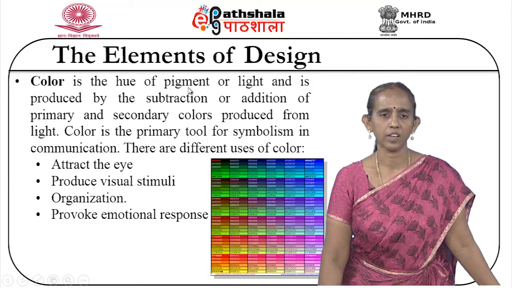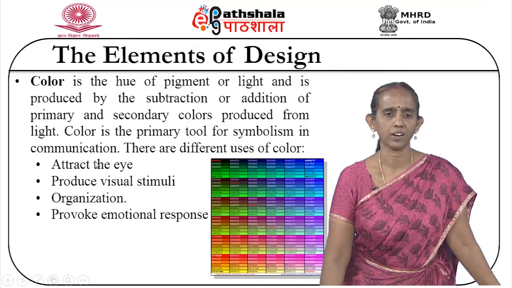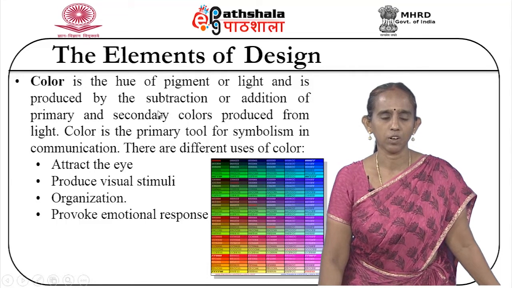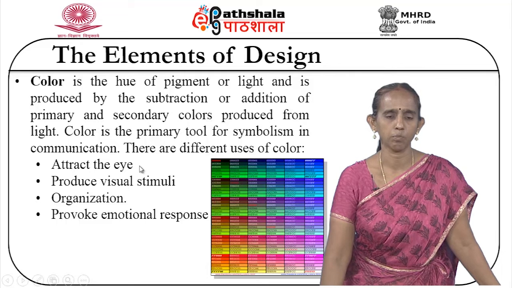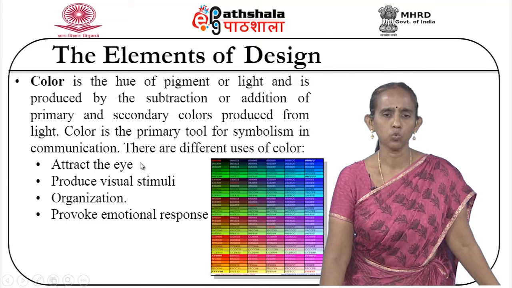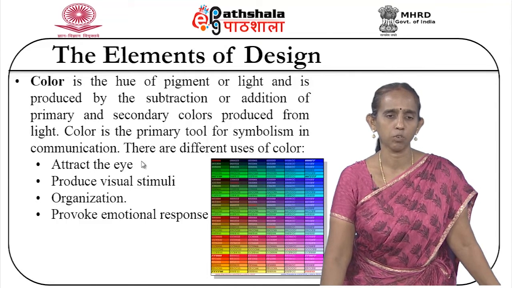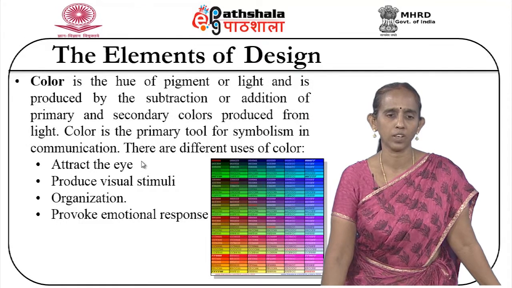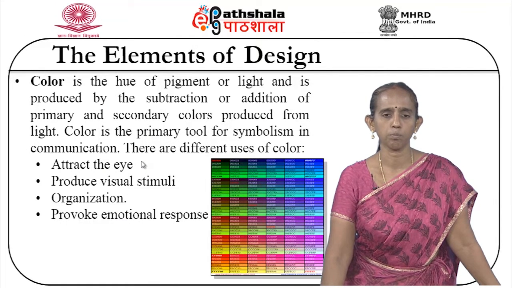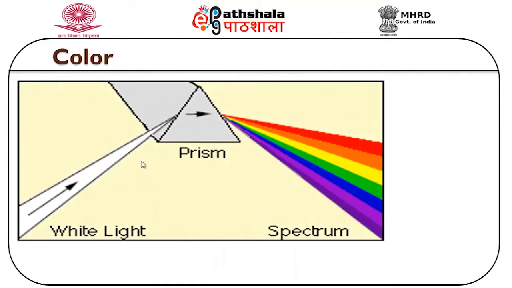The next element of design is color. Color is represented as a hue of pigment or light and is produced by the subtraction or addition of primary and secondary colors produced from light. There are different uses of colors. With the help of color, it is possible for us to attract the end user. It also acts as a visual stimulus. We can organize certain information using color, and it is also possible for us to provoke certain emotional responses by using different colors. So here we can see when white light is passed through a prism, that is being diffracted as a spectrum. So we have various colors being produced in the spectrum.